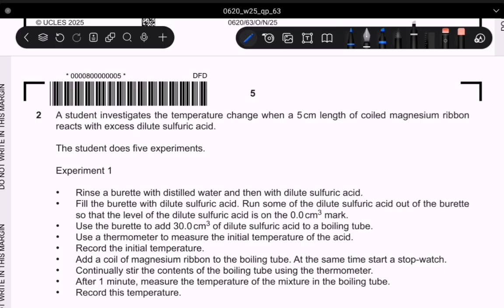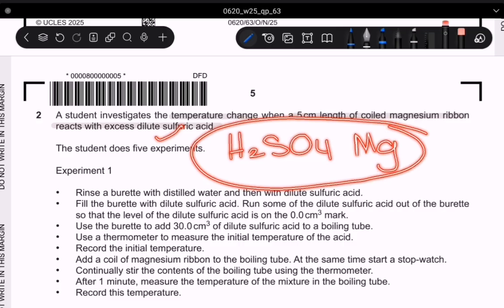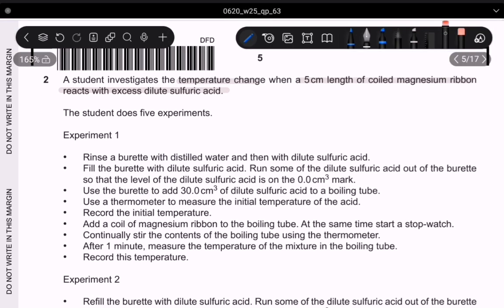A student investigates the temperature change when a 5 centimeter length of coiled magnesium ribbon reacts with excess dilute sulfuric acid. So we have an acid which is sulfuric acid, H2SO4, and we have Mg. Okay, these are the two things we have, and the Mg is 5 centimeters in length.